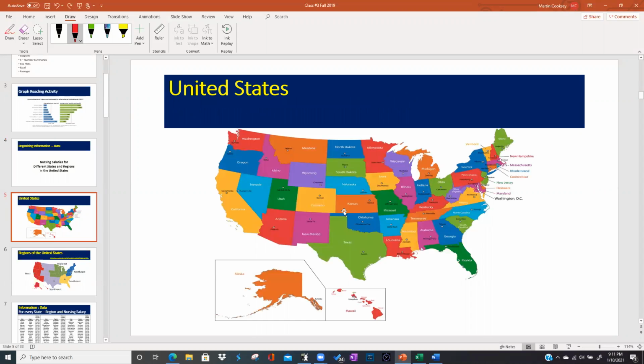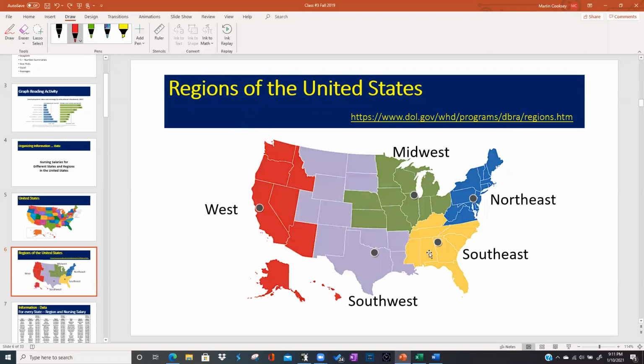So we have the United States, and the United States can be organized into different regions, and there are different organizations according to different regions, but here's one of them. And there's 5 regions, and each state can be categorized into one of these 5 regions. There are other ways of going through and organizing the United States into different regions, but this is the one that we're going to go through and use.